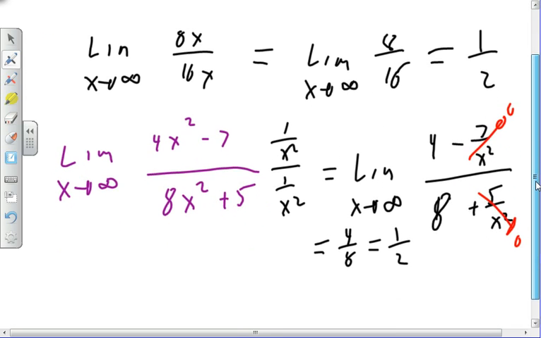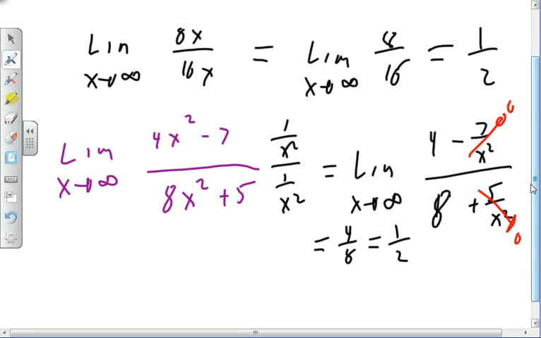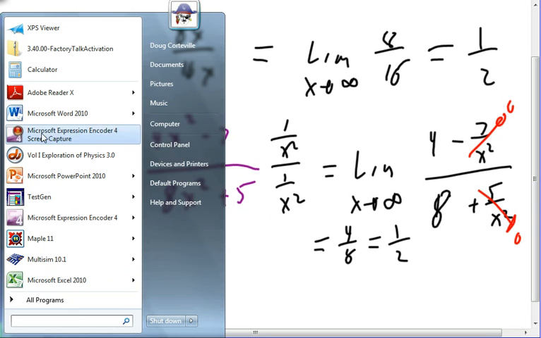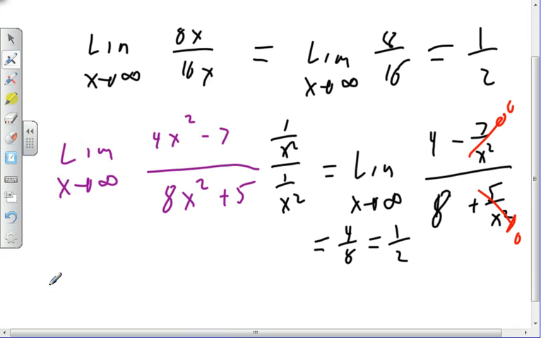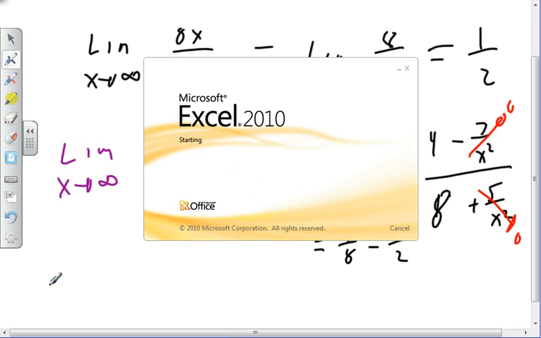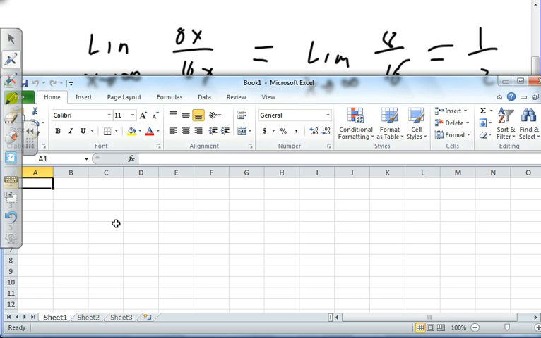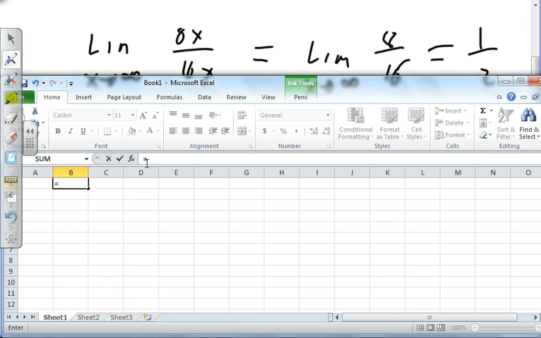And how come the 7 over x squared and the 5 over x squared go to 0? Well, we're going to open up a spreadsheet for that. Okay, so I'm going to have some equation, and it's going to be 5 divided by A1.